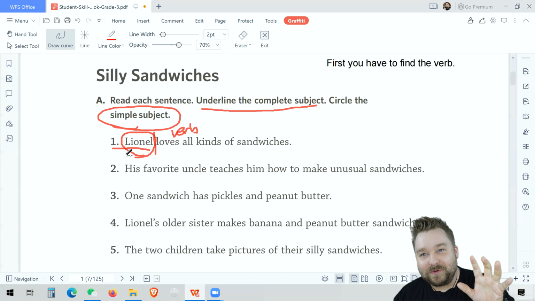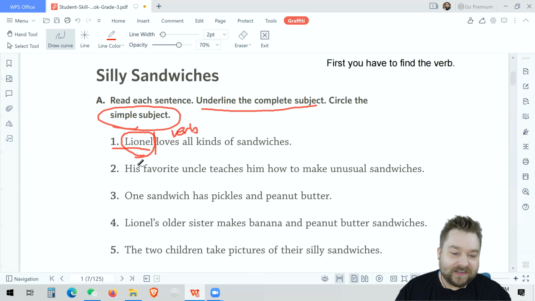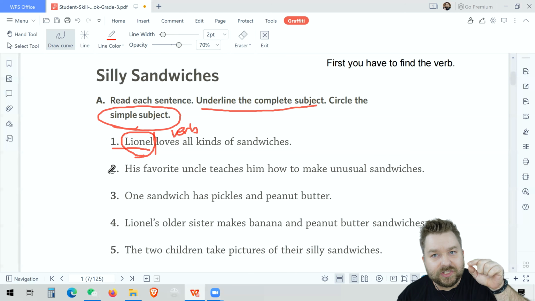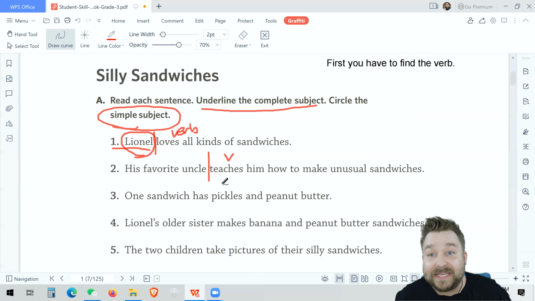Look at number 2. This will become much easier. First, we have to find that verb, right? His favorite uncle teaches him how to make unusual sandwiches. Well, what happens? What is the do in this sentence? Teaches. Yes. So we know that, I'm just going to write a V. Yeah, a V. Teaches is our verb, okay? So let's draw a line to separate our sentence into pieces.